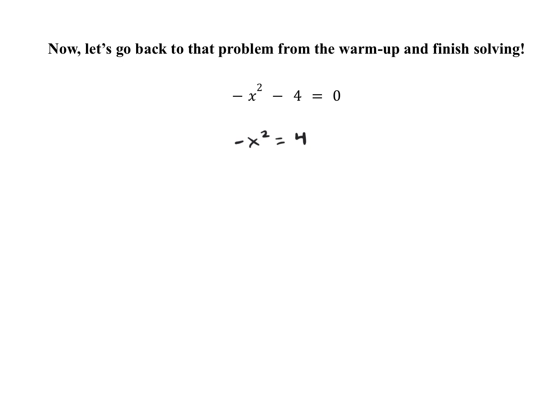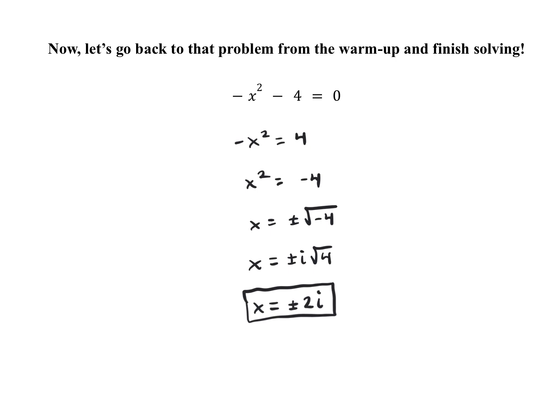So I'm going to isolate my x squared term, and then I'm going to take the plus or minus square root of both sides. So here, now we know how to simplify this. So first I'm going to put an i out front to take care of the square root of negative 1, and then all I need to do is simplify my radical. Square root of 4 is 2, so we have plus or minus 2i. So we have two solutions to this, positive 2i and negative 2i.